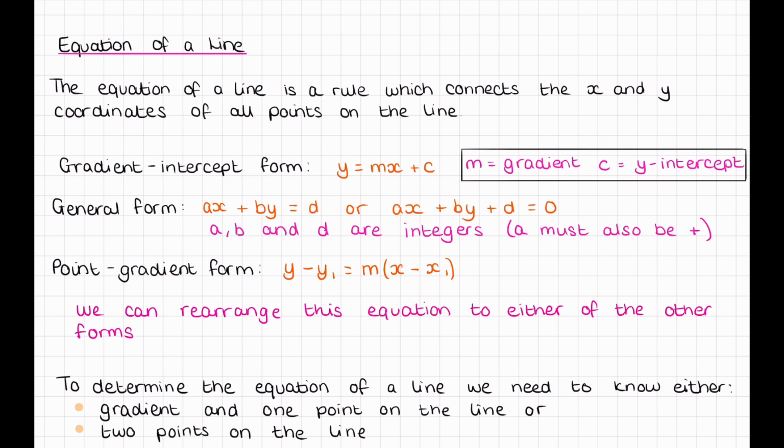The first one is the gradient intercept form, which is y equals mx plus c, and that's the one most commonly known by most people. In this one, the m is the gradient and the c is the y-intercept.